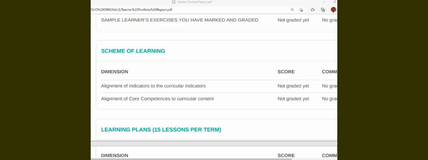What are indicators? Indicators are simply the objectives we want to achieve at the end of each lesson. That's what we are going to do: our objective for a particular lesson, at a particular time, in a particular lesson delivery.